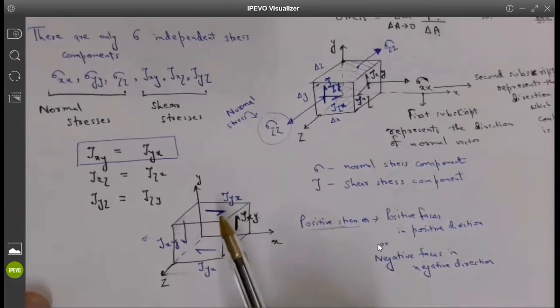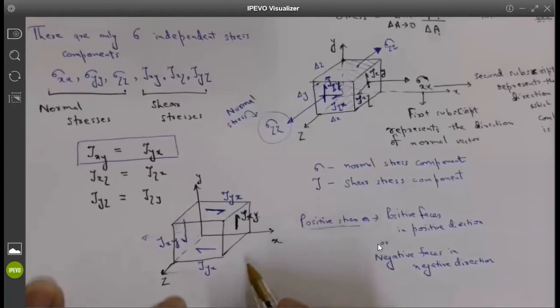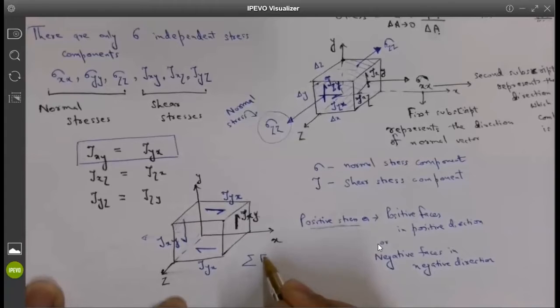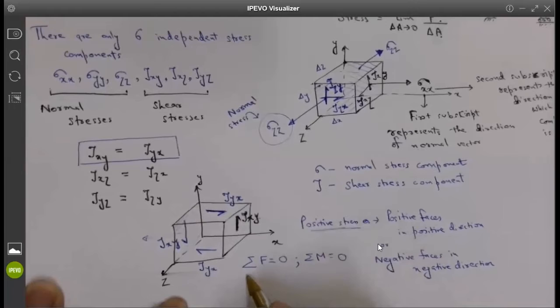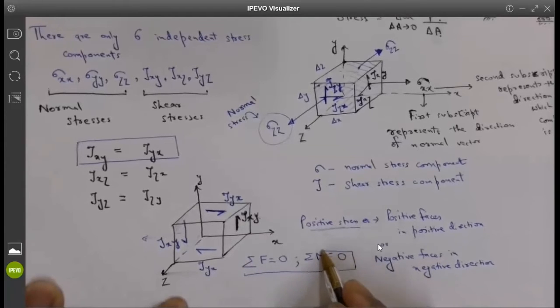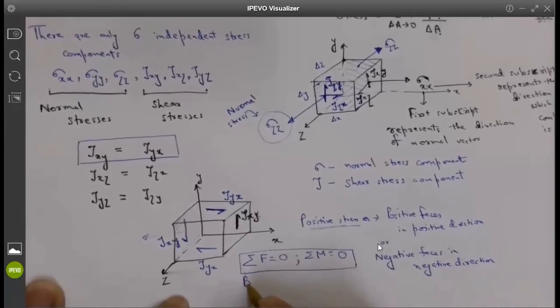Okay, so in this specific body, if I say that my body is in static equilibrium, it means the summation of forces has to be 0 and the summation of moments has to be 0, right? A body will be in static equilibrium if and only if these two conditions are satisfied. Then only the body is in static equilibrium.